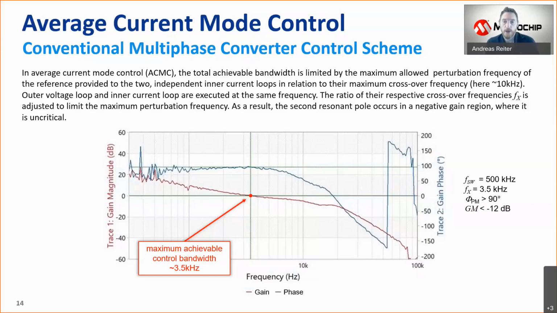So when you then put the entire system together and you make an analysis of what its crossover frequency and its response time can be, then this is the physical limit of the control system.